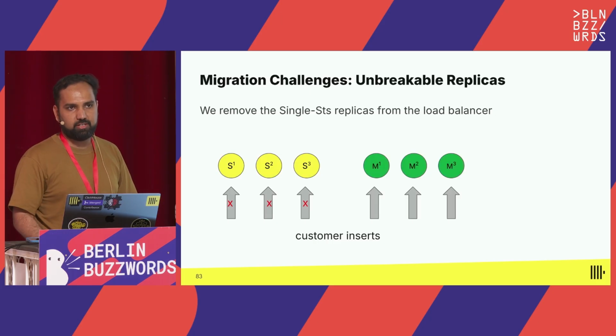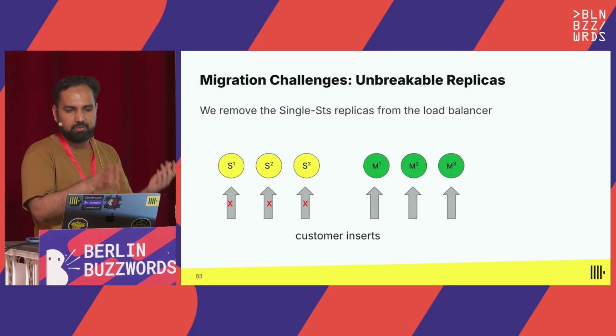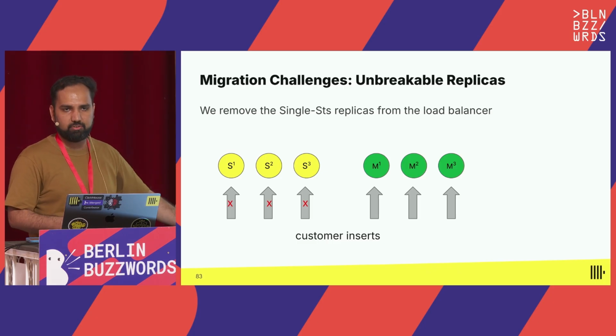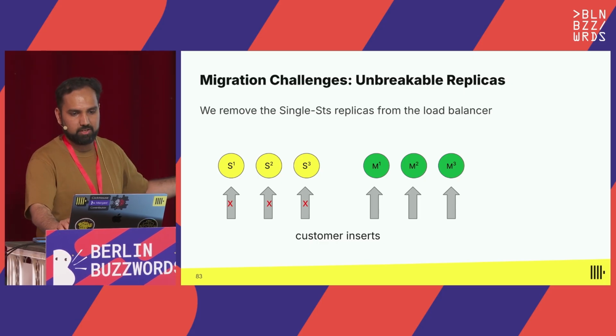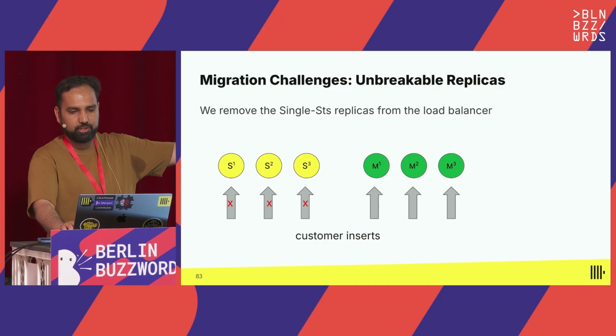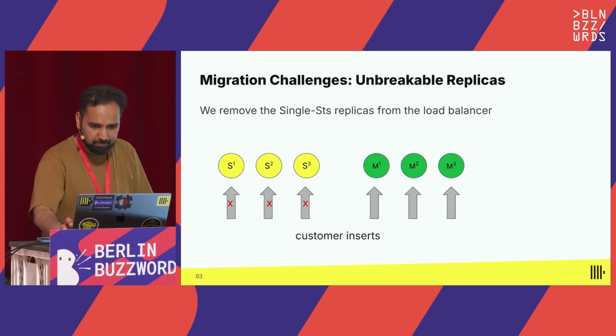And then what you do is, as part of the migration, or as part of MBB, you remove the single stateful set. So you remove replicas S1, S2, and S3. So inserts are no longer going into these replicas. The new customer inserts are only going into the green replicas, right?